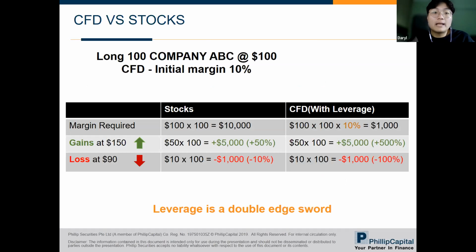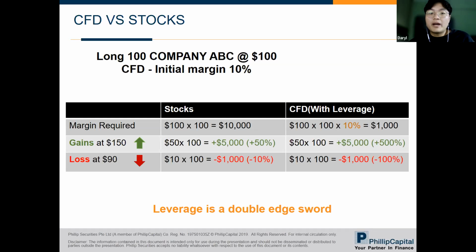So let us compare the difference in terms of money. Let's say we want to long 100 shares of company ABC at $100, and for this counter the initial margin required is 10%. For stocks, in order for us to hold 100 shares at $100, you will need about 10K. However, using leverage with CFD, we will only need $1,000. So using this $1,000, we'll be able to gain exposure to this $10,000 contract value.